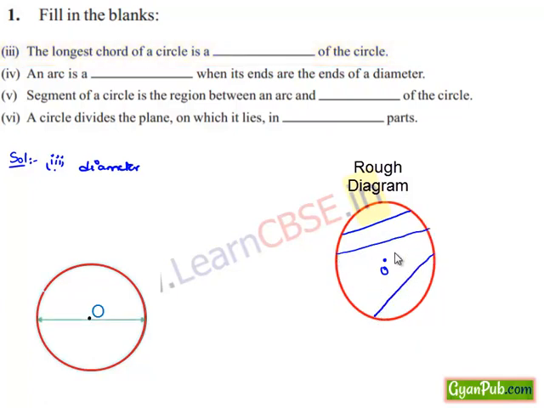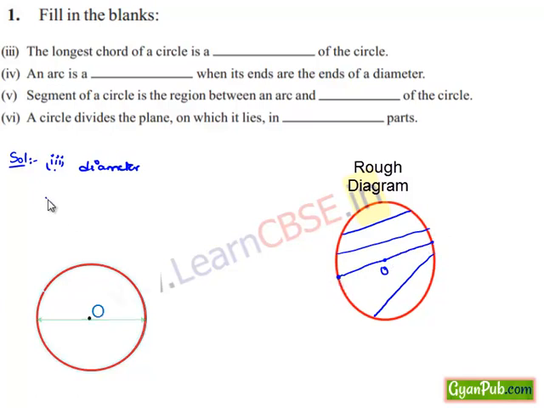If we draw a chord between any two points on the circle other than the line passing through the center, it will have a length less than the diameter. Therefore, the diameter is the longest chord of the circle.